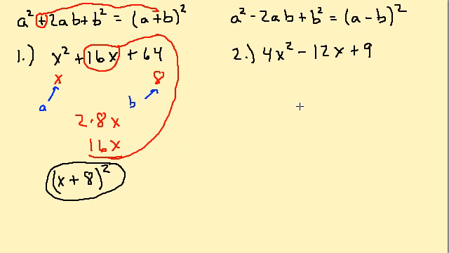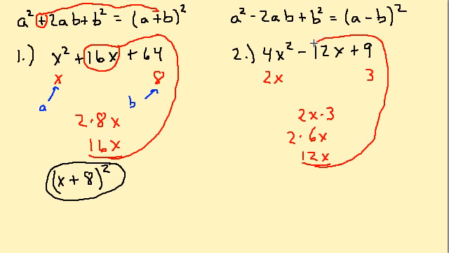Let's look at this second problem. Okay, I want to take the square root of the first term, which is 2x. The square root of the last term is 3. So I have 2x times 3 is 6x. And then if I double that, I get 12x. And you can see that is my middle term. So this is a perfect square trinomial.